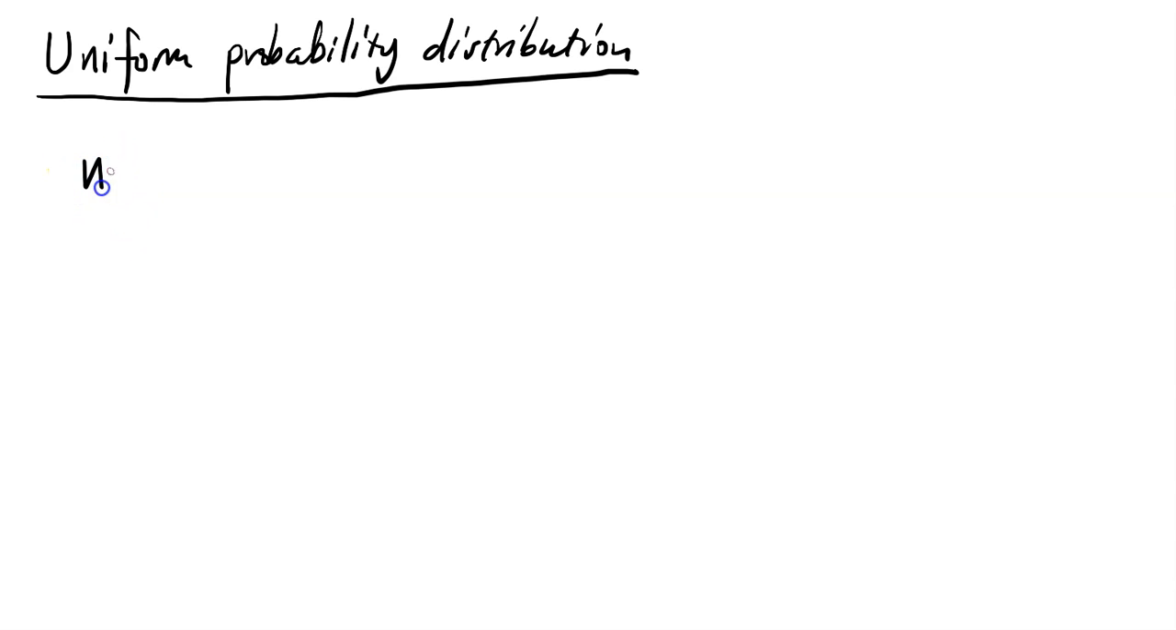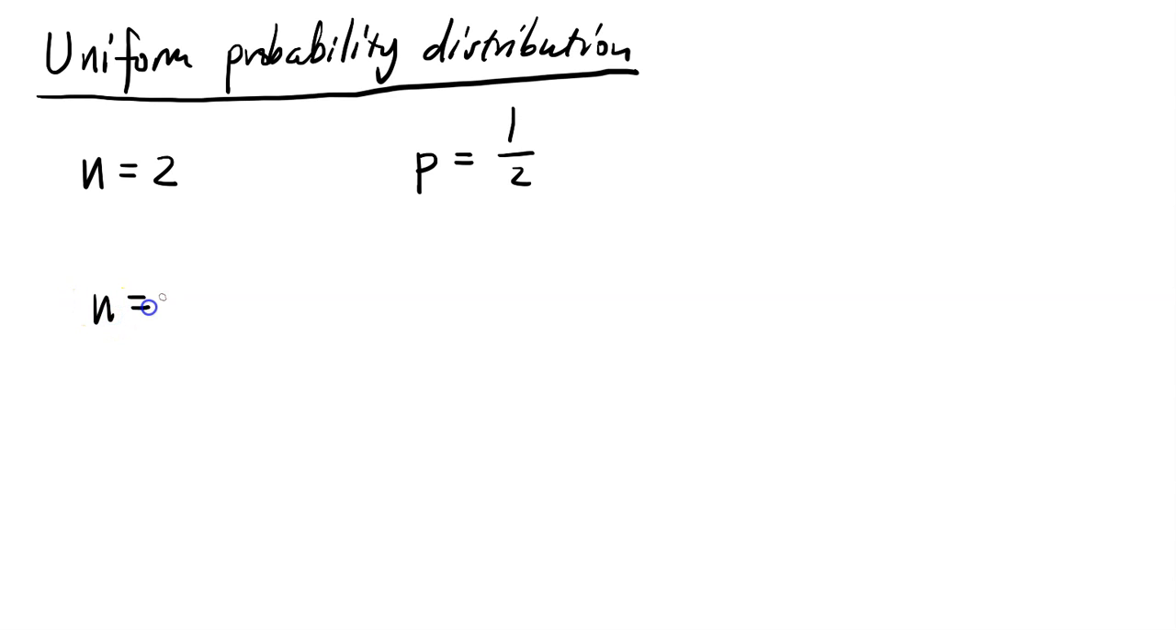So let's say I have 2 outcomes. What is the probability of getting one of those if it's uniform? It is of course a half. So if I throw a coin, then getting heads is 1/2, since we have 2 outcomes and both of them are equally probable. That's a uniform probability distribution.